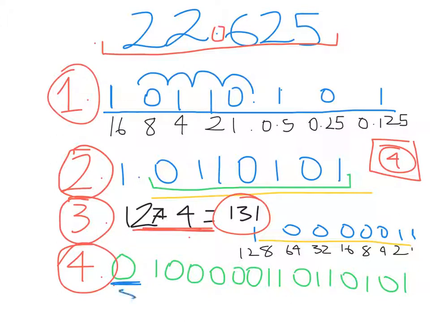Sign bit, exponent, mantissa. And that's it, guys. That's taking decimal to floating point. We're about to go the reverse way.